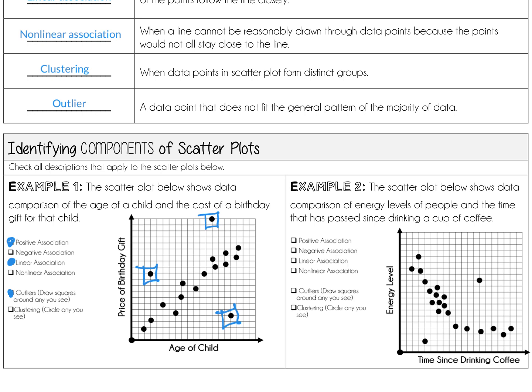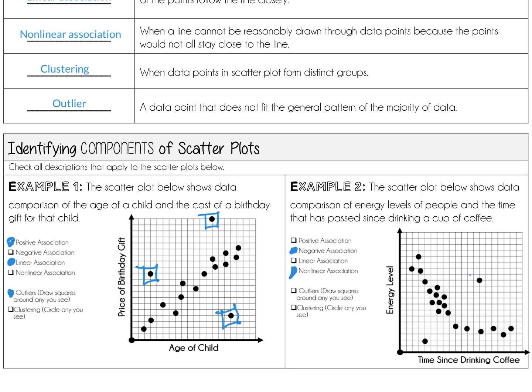The scatter plot below shows data comparison of energy levels of people and the time that has passed since drinking a cup of coffee. Notice how as the time increases, the energy level decreases. This is called a negative association. The data here fits a curve a lot better than a line, so this is a nonlinear association.